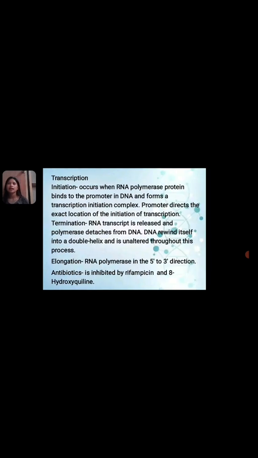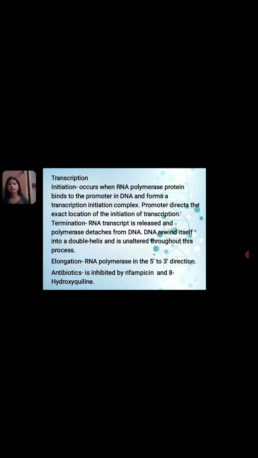Next is transcription initiation. Transcription initiation occurs when RNA polymerase protein binds to the promoter in DNA and forms a transcription initiation complex. The promoter directs the exact location of the initiation of transcription. So, transcription initiates with RNA polymerase binding to the promoter region in the DNA. The transcription factors and RNA polymerase binding to the promoter form a transcription initiation complex.